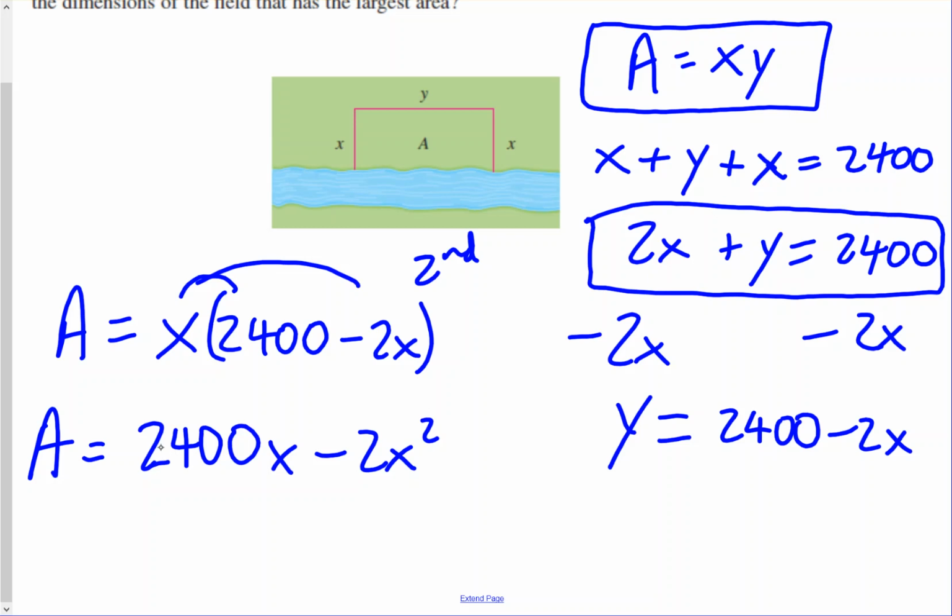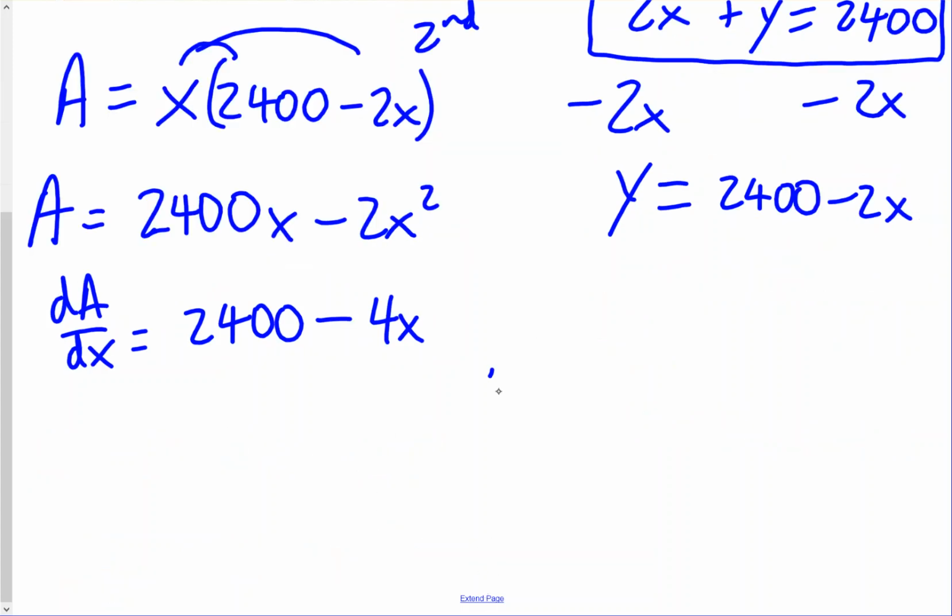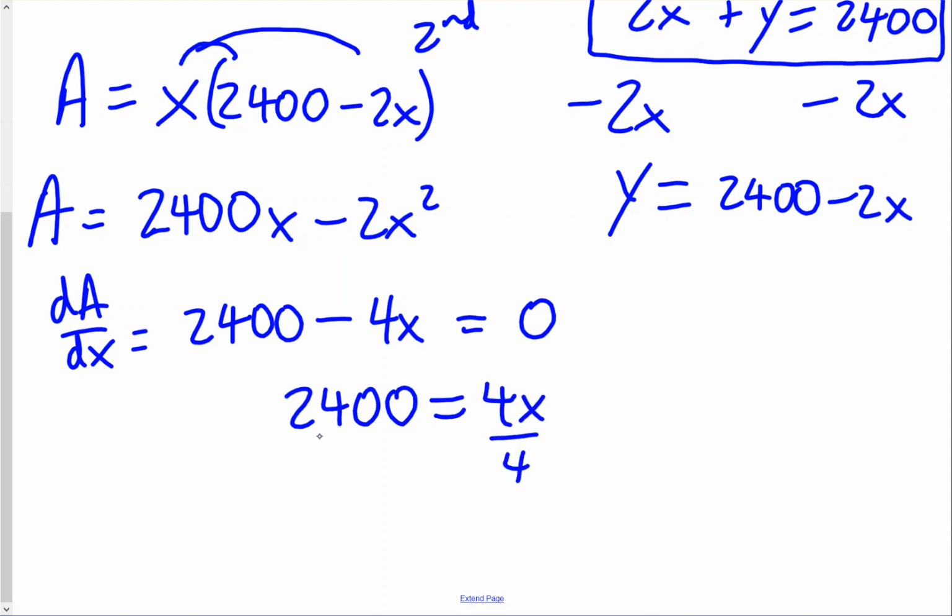Now what we want to do is take the derivative of this with respect to x. dA/dx would be 2400 minus 4x. By taking the derivative, we could solve for a critical point. So set the derivative equal to 0, and now figure out what x is. If we add the 4x to the other side and divide by 4, that would give us x equals 600. That means at 600 feet we have a critical point.